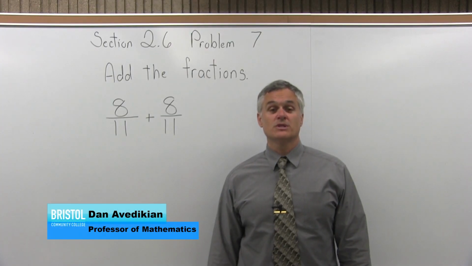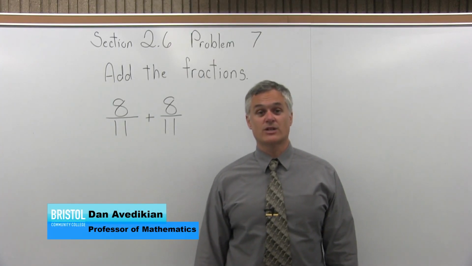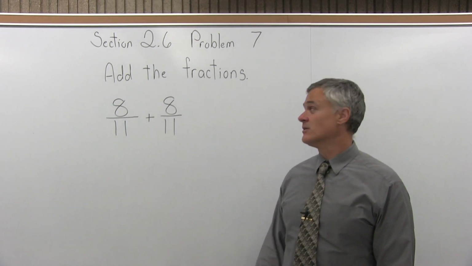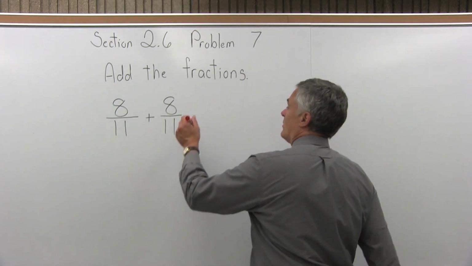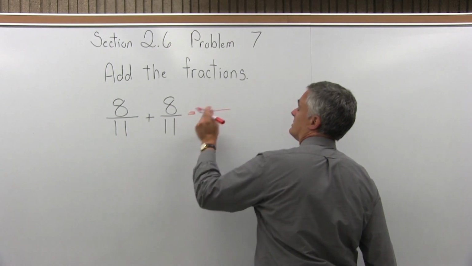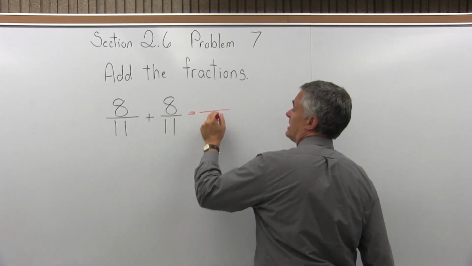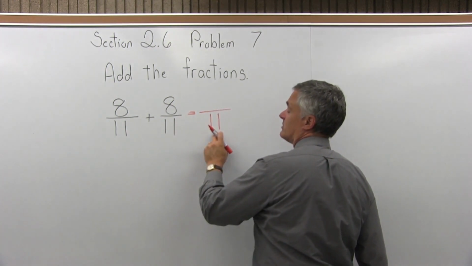This is Section 2.6, Problem 7. It says add the fractions, and we have 8 over 11 plus 8 over 11 again. When we're adding fractions and the denominators are the same, I can keep the same denominator for my answer. In this case, the denominator of my answer would be 11.